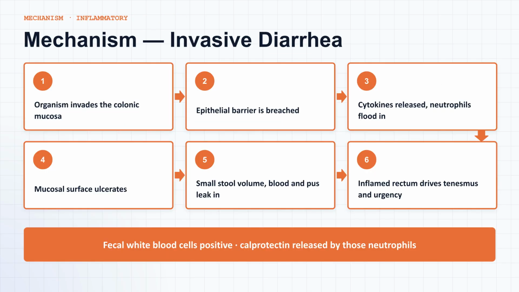Now cross to the inflammatory side. Here the organism invades the colonic mucosa. The epithelium is breached. Cytokines are released. Neutrophils flood into the mucosa. The surface ulcerates. Follow that downstream.